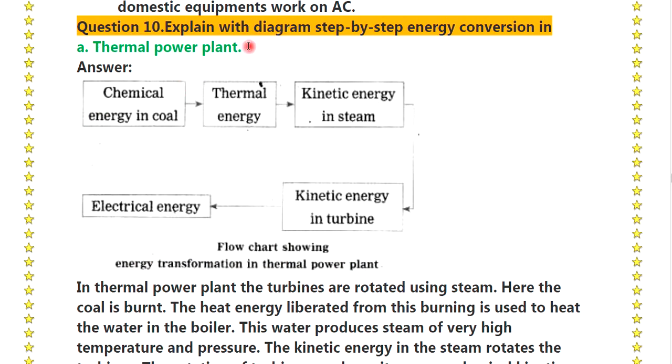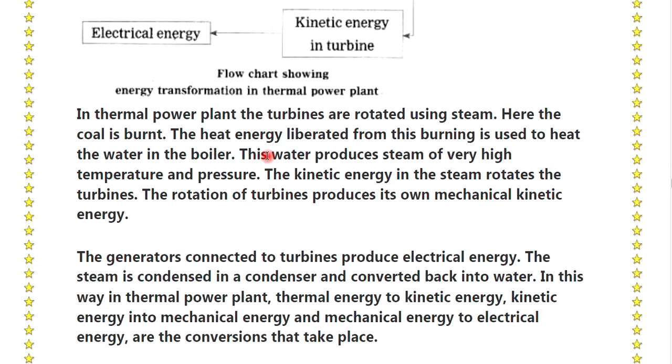Question number 10. Explain with a diagram the step by step energy conversion in a thermal power plant. Chemical energy in coal is converted to thermal energy, after that to kinetic energy, which is converted to kinetic energy of the turbine, and it is converted into electrical energy.